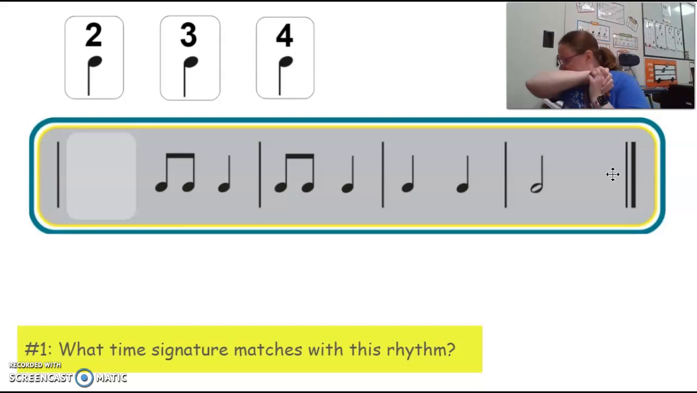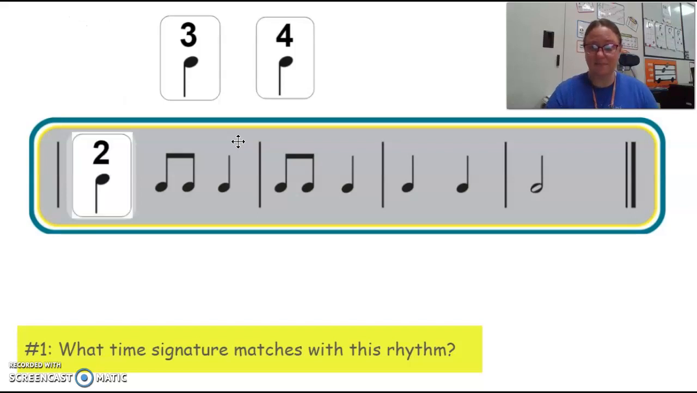Take a look at your rhythm. Try to match which time signature belongs with this rhythm. Look at the first measure. How many beats do you see? I see a pair of eighth notes. I know that that pair is worth 1 beat. And I see a quarter. Well, I know that's worth 1 beat. So this is 2/4 time signature.